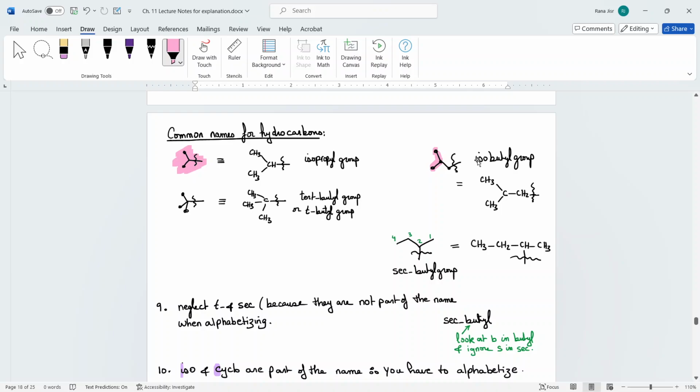Iso is part of the name. So whenever you want to alphabetize, you have to look at the I. Okay. Now another group is tertiary. Tertiary is whenever you have three CH3s that are connected to a carbon.